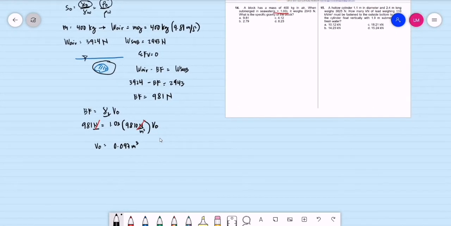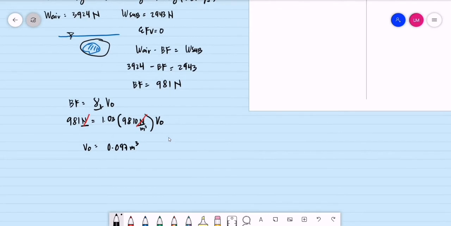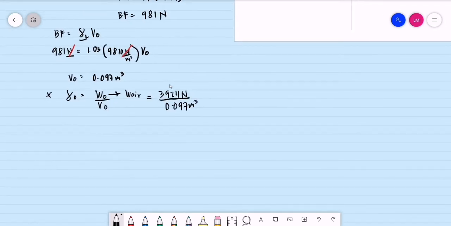Since we have now the volume of the object, we can have its density or the unit weight. So let's say I'll be using the unit weight first. A unit weight of the object is basically equal to the weight of the object divided by the volume of the object. Take note, we are to use the actual weight, which is the weight in air. That is equal to 3,924 newtons divided by the volume of the object, 0.097 cubic meter.